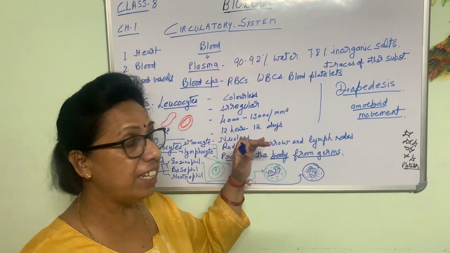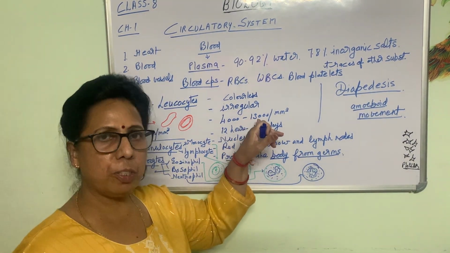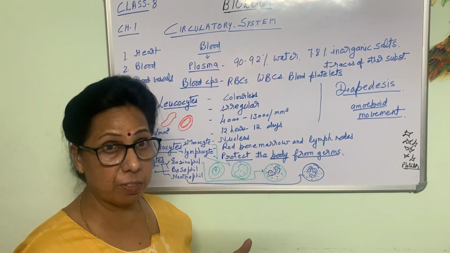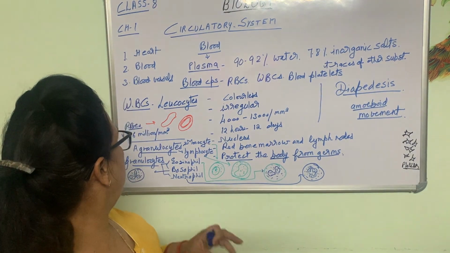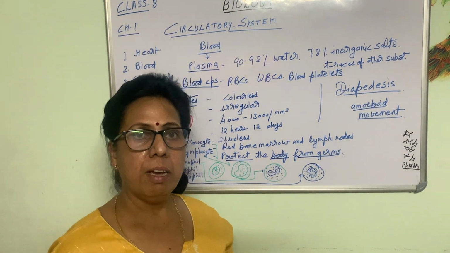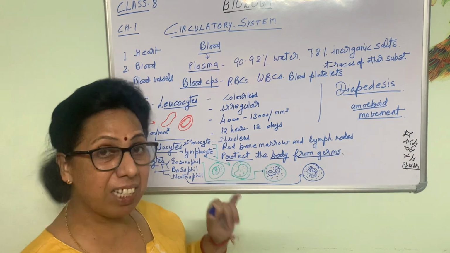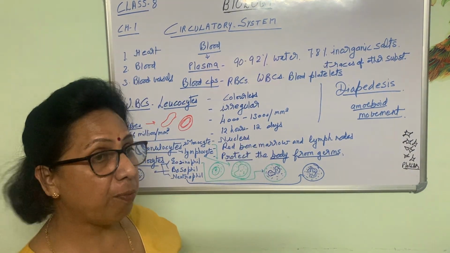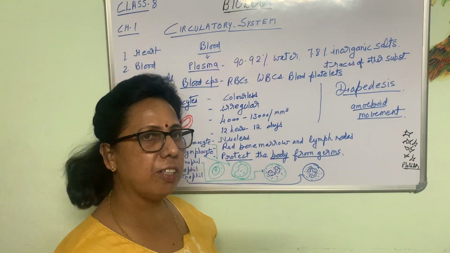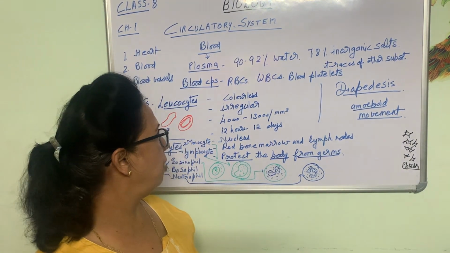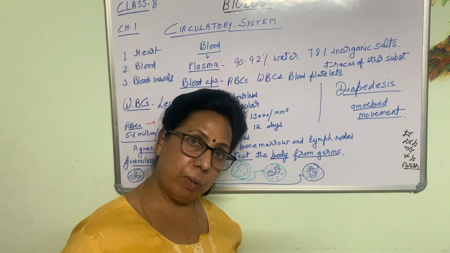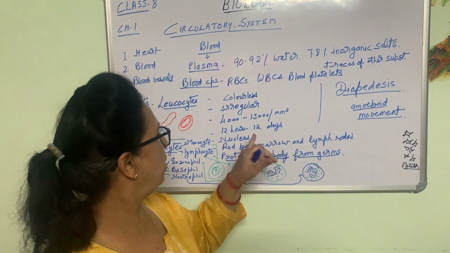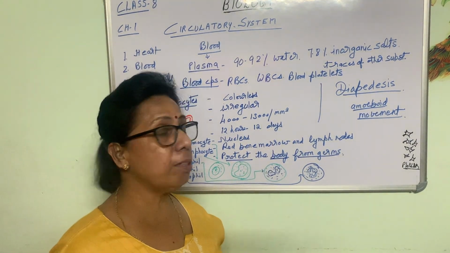WBCs are less in number. They are present only 4,000 to 13,000 per millimeter cube, whereas RBCs, which have to transport oxygen, are more. They are present almost 5 to 6 million per millimeter cube. WBCs are much less than RBCs because the main function is protection. The shape is not regular; they are irregular in shape. They are nucleated. In RBCs, the nucleus is absent, whereas in WBCs, the nucleus is present and prominent.